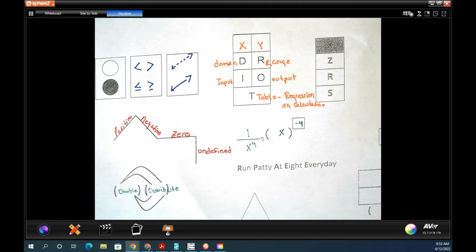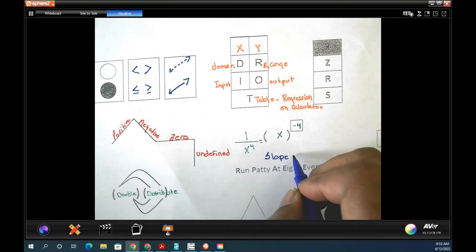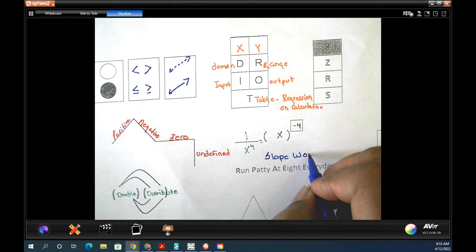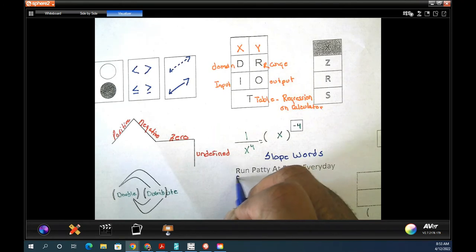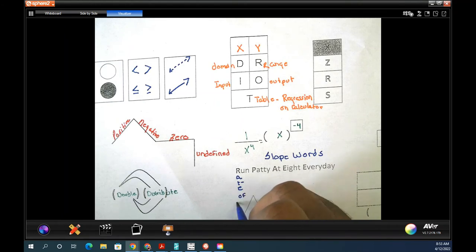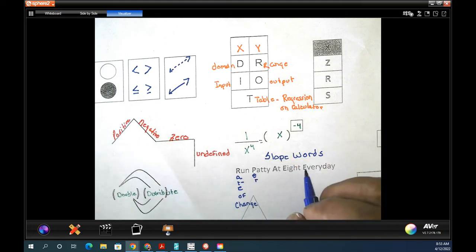All right. Let me decide what I want to do next. Okay, run Patty at 8 every day. Write slope words. These are slope words, which means this is rate of change. Don't worry about that. This means per.